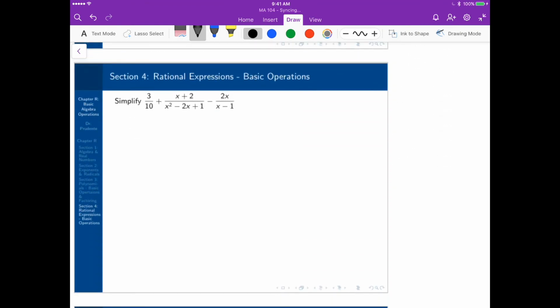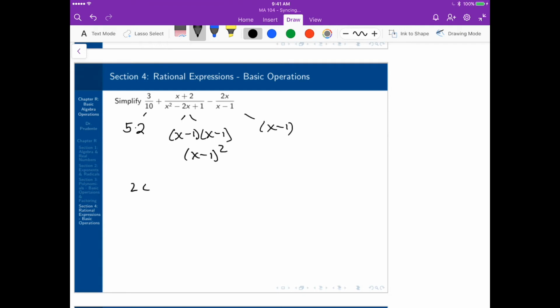So let's look to simplify this expression. I want to factor each denominator. For 10, I get a 5 times a 2. For this middle expression, I get an x minus 1 and an x minus 1. And this last expression is as factored as it can go. We can think of this middle one as an x minus 1 squared.